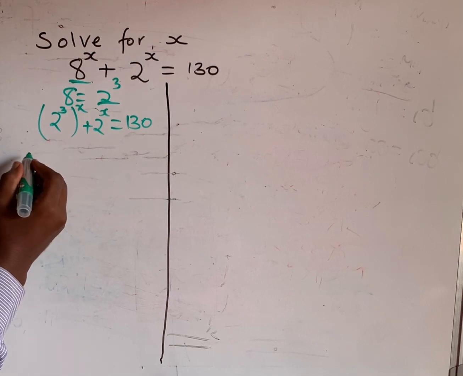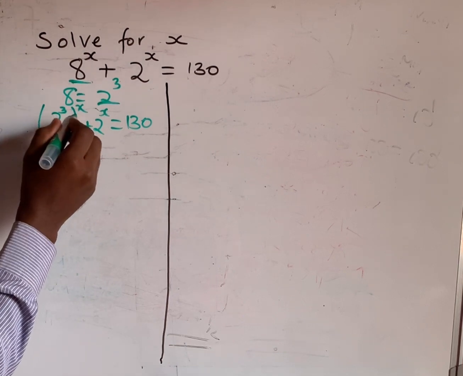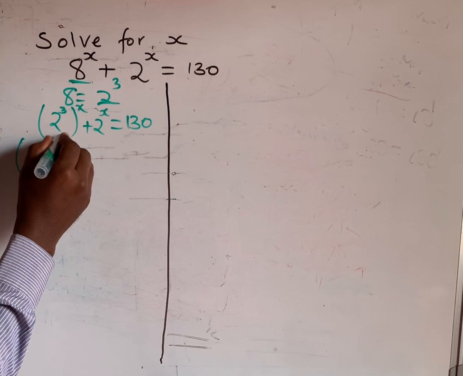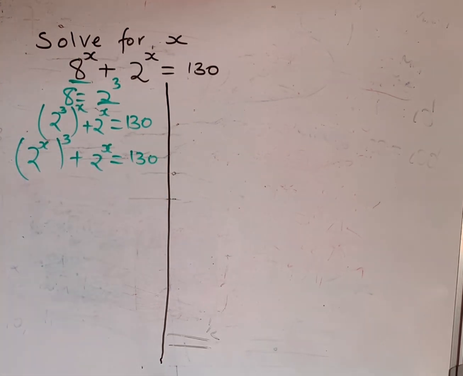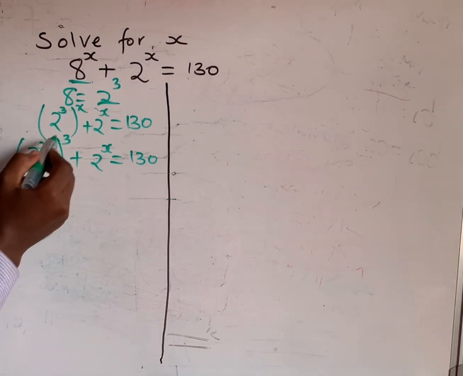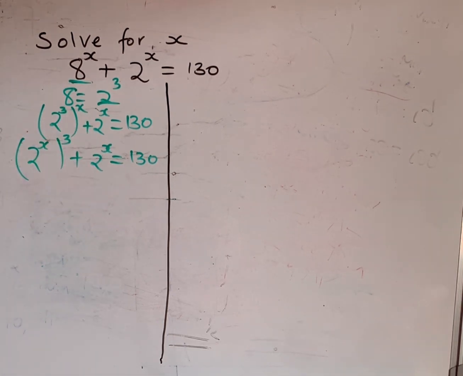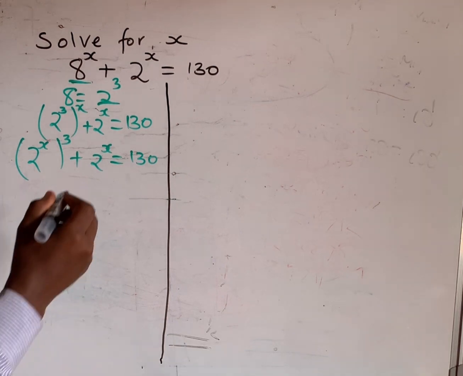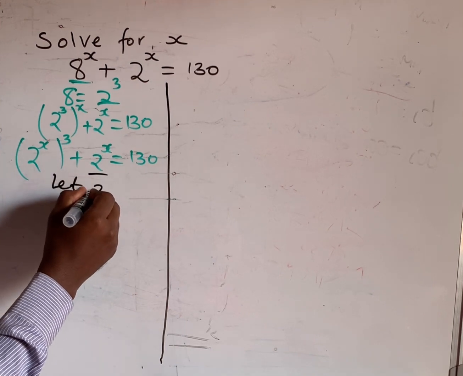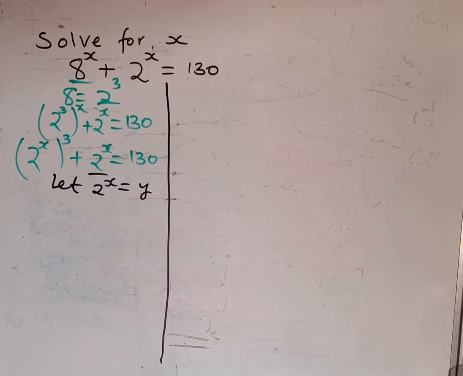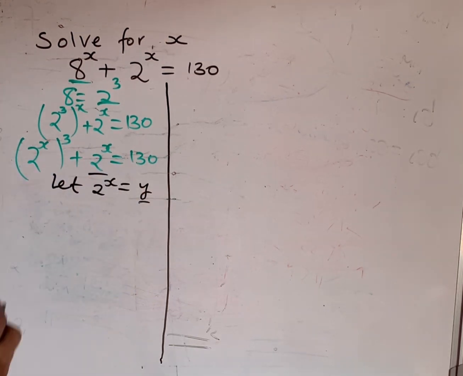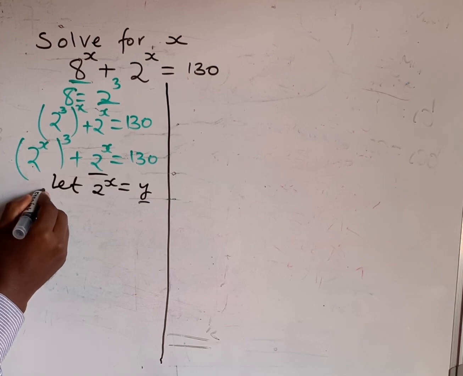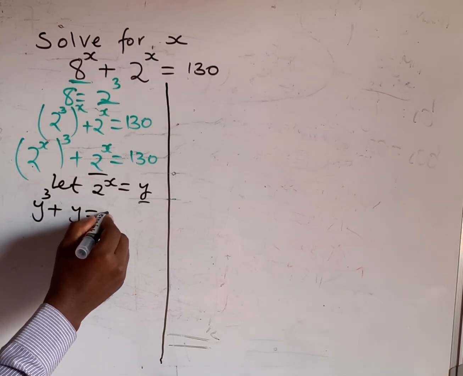I can rewrite this again: (2 raised to the power of x) raised to the power of 3 plus 2 raised to the power of x is the same as 130 again. The two equations are the same, only that I interchanged 3 with x. Now, we can let 2 raised to the power of x be any letter, let's say y. And I'm going to rewrite this equation in terms of y. Therefore, this will be y raised to the power of 3 plus y equals 130.